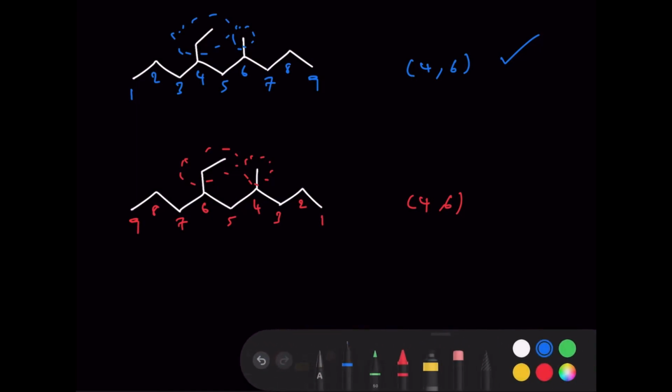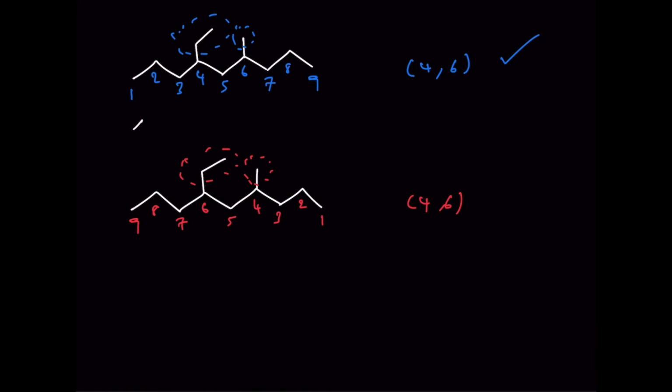Therefore, the correct IUPAC name for this molecule is 4-ethyl-6-methylnonane. Let us look at one more example.